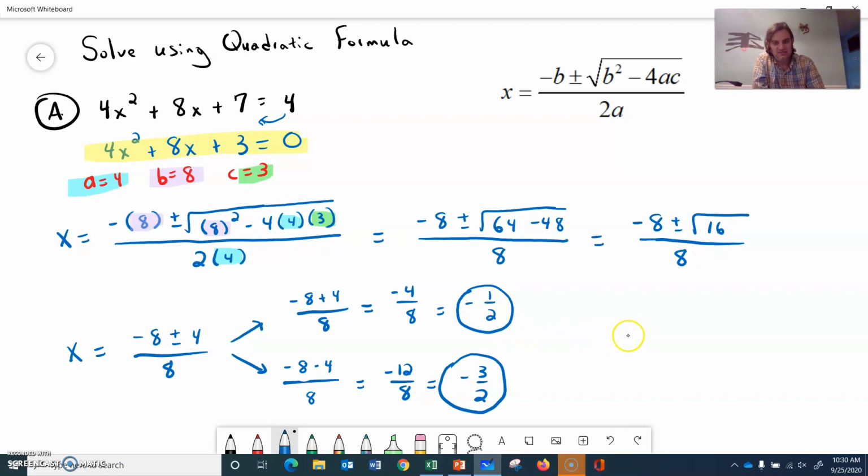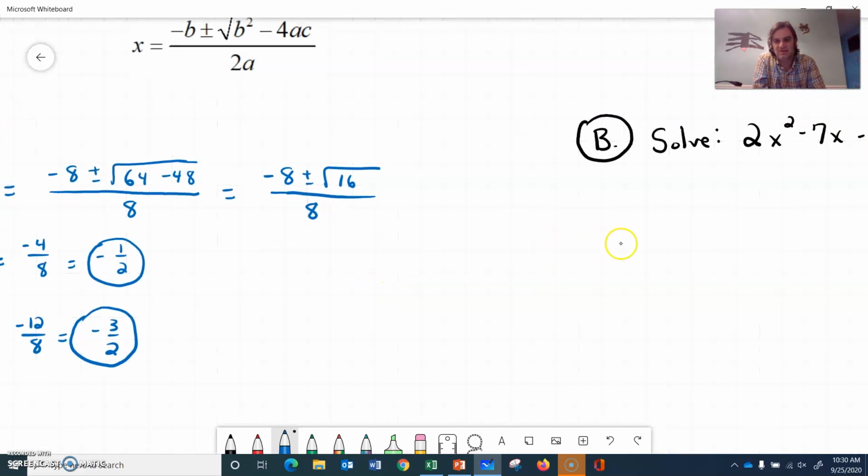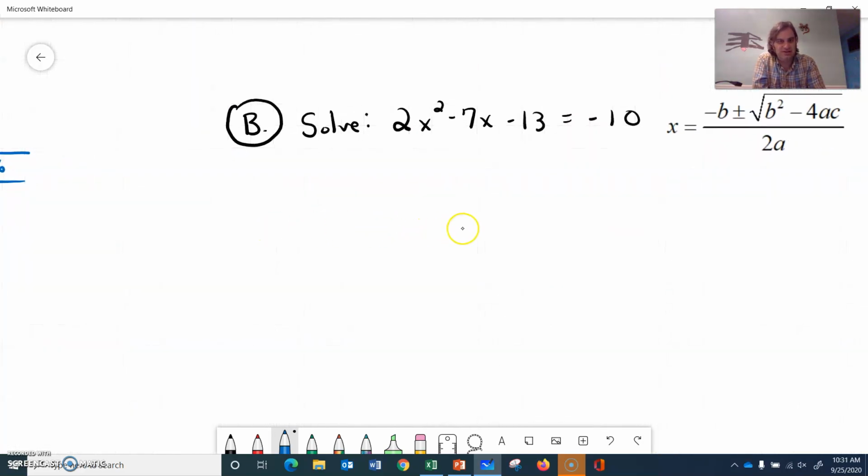So, like I said, if those come out to be nice numbers, it means you could have factored it. But if you tried factoring it and couldn't find the right pairs, the quadratic formula will pick it up for you.